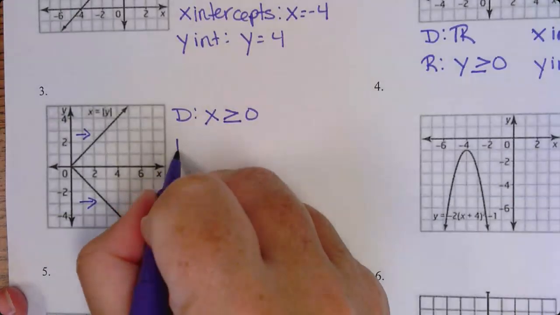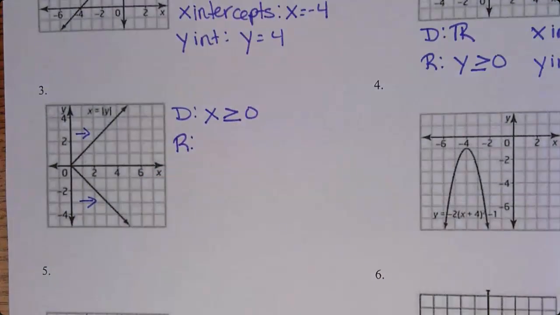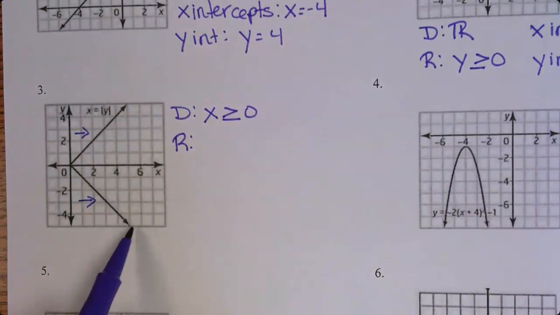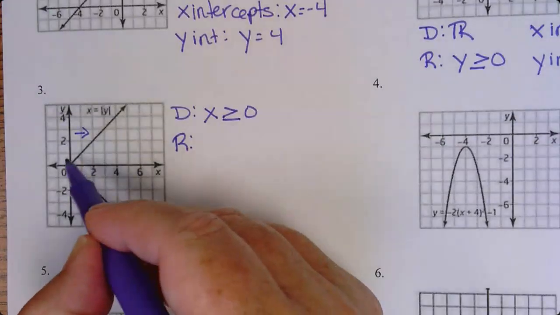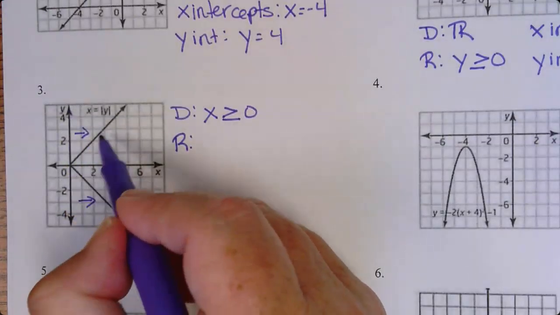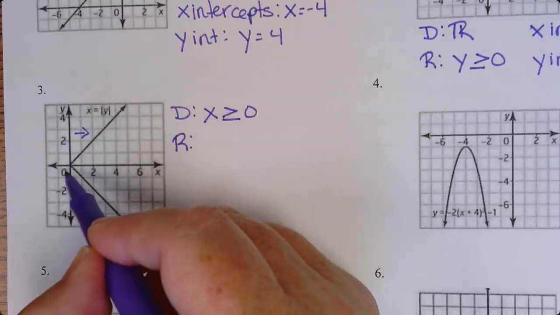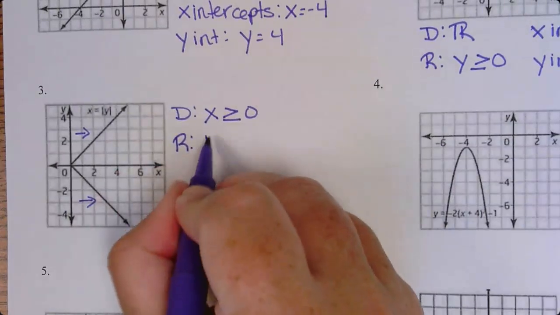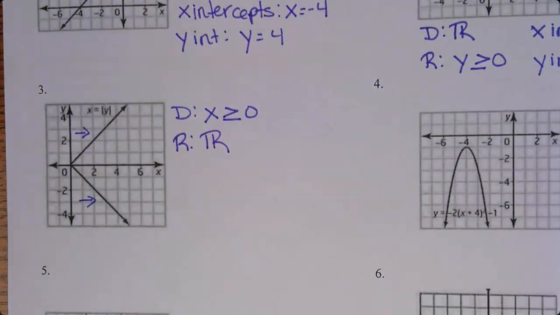Okay. Range. Notice we're asking the same questions. Am I touching the negative y's? And the answer is yes. We have that arrow and it's going down forever. Am I going to touch all the positive y's? And the answer is yes. Again, arrows. And we have 0. So we're going to touch everything from the negative to the positive. So this is going to be all reals.